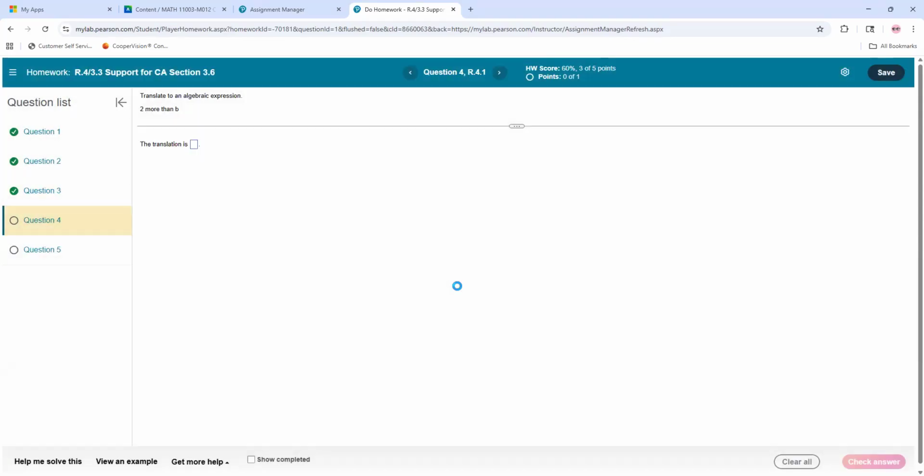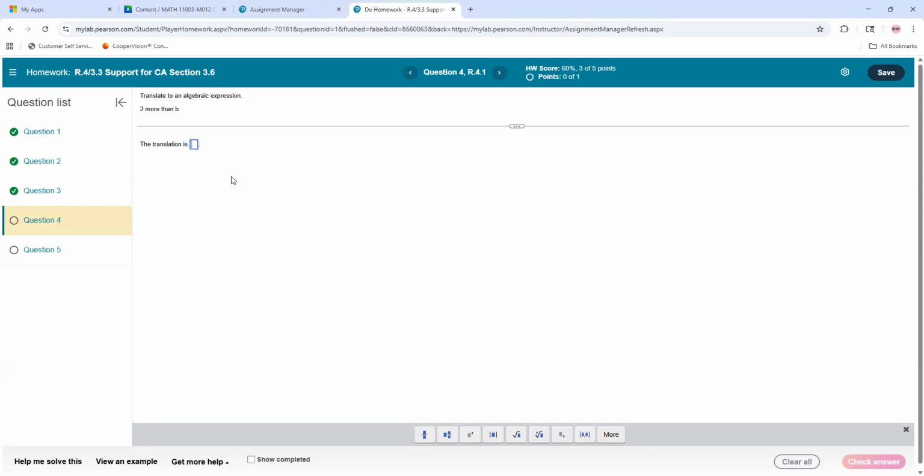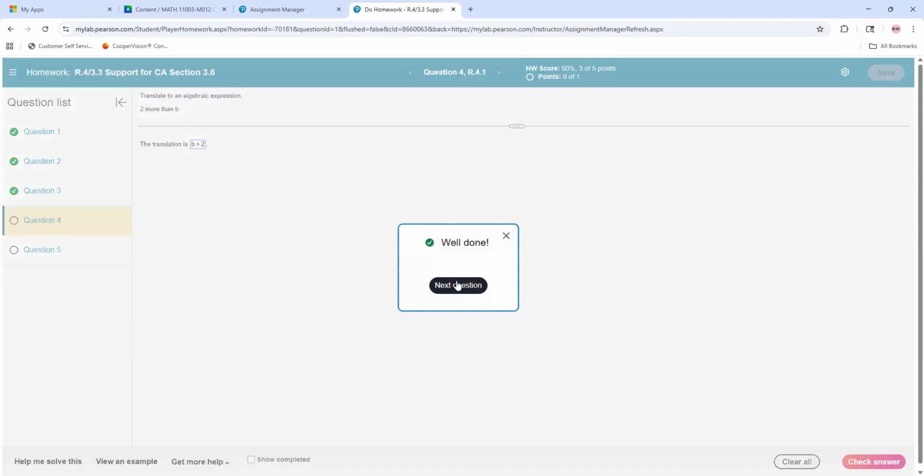All right, so this support not too bad, okay? So this one says translate to an algebraic expression. 2 more than B. So what y'all put in there? And we're using B as the variable. So B plus 2, good job. So B plus 2. So then you're going to check that one.